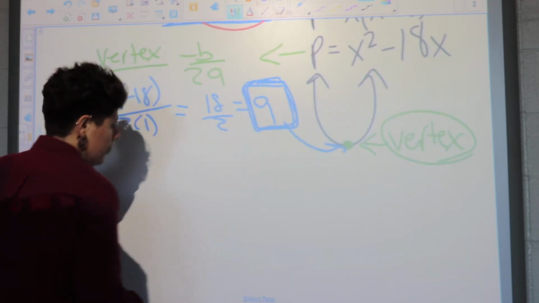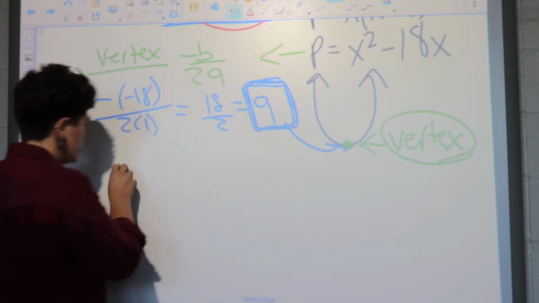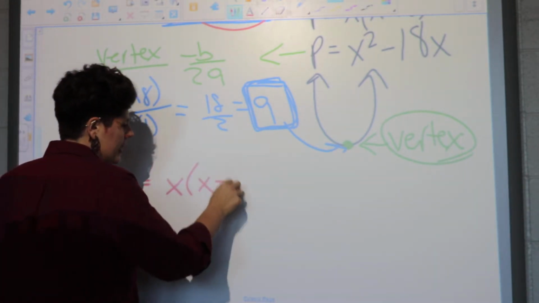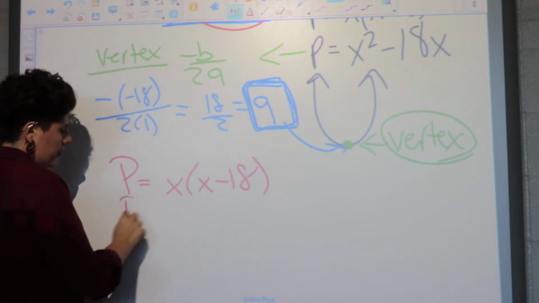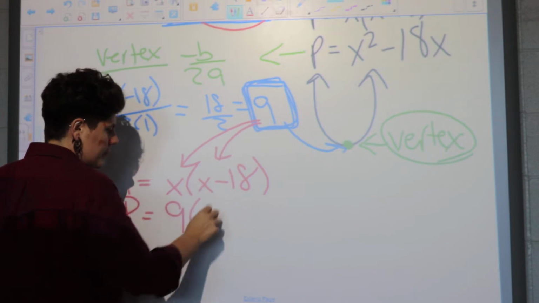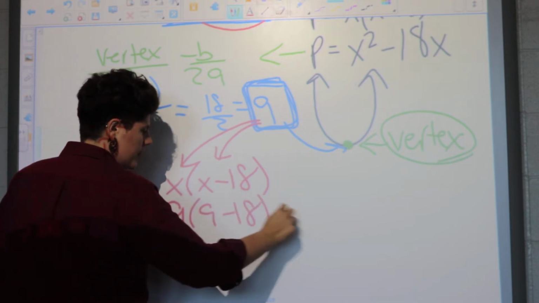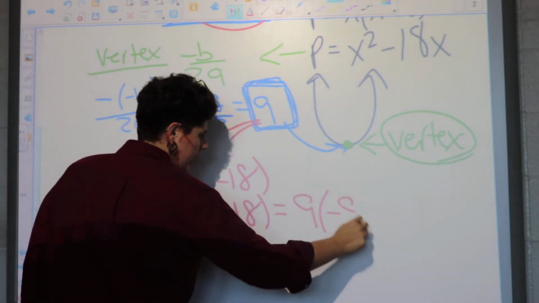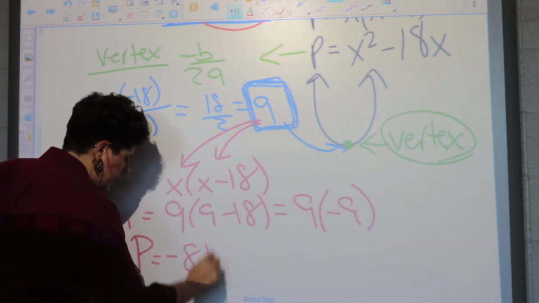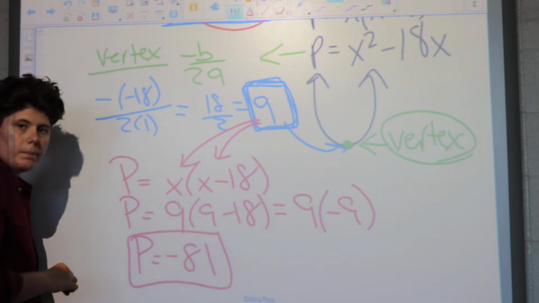So I know that the product equals x times x minus 18. So I know that the product is going to equal 9, because that's my x value, times 9 minus 18, which means I have 9 times negative 9, which is negative 81. So the minimum product is negative 81.